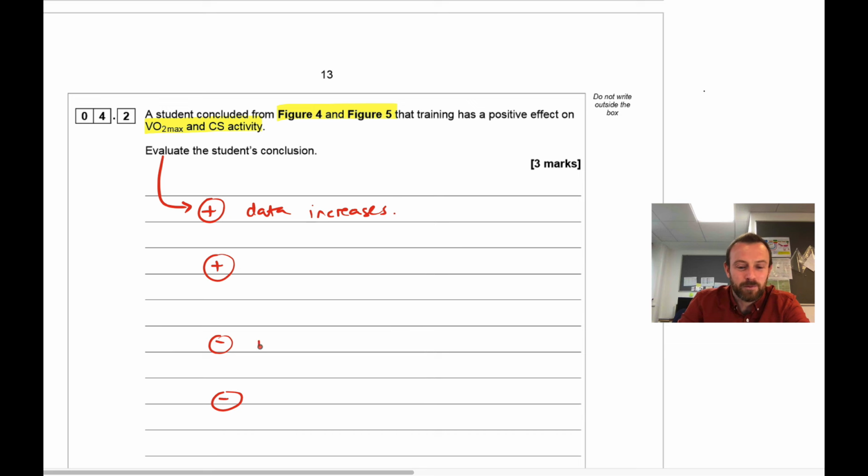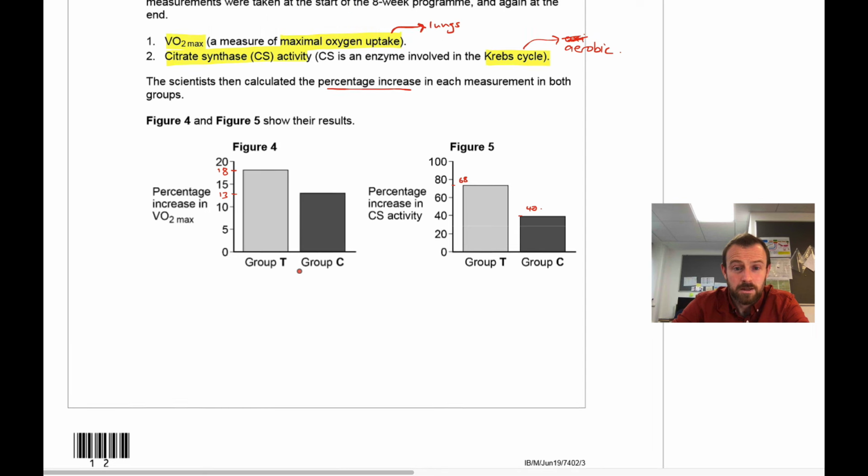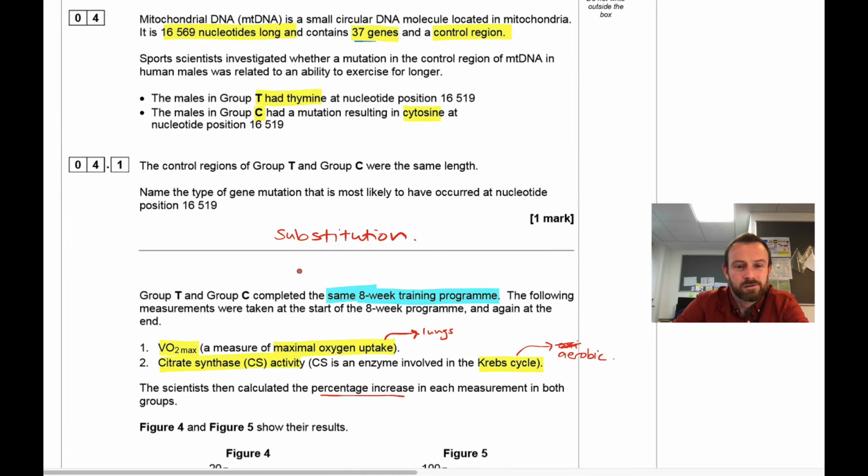Maybe we have no idea of standard deviation. No statistical test has been done. And then I'd probably say data increases VO2 max and citrate synthase activity. Probably say that. So, another thing we don't really know. Oh, it is all men, isn't it? It's all men. Human males.